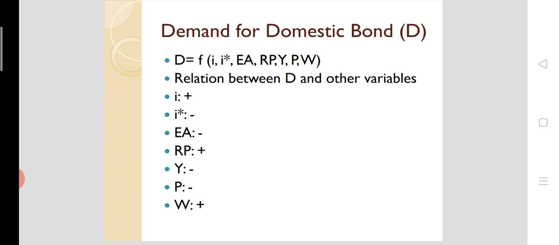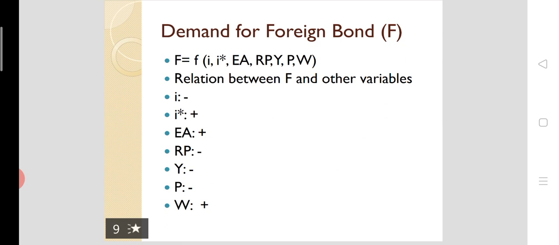Next one is price. Whenever the price level is higher, demand for money will be higher, but demand for domestic bond will come down, as the total money will be kept either in money form or in bond. Last one is wealth. Wealth is positively related to domestic bond. Higher wealth, higher demand for domestic bond.